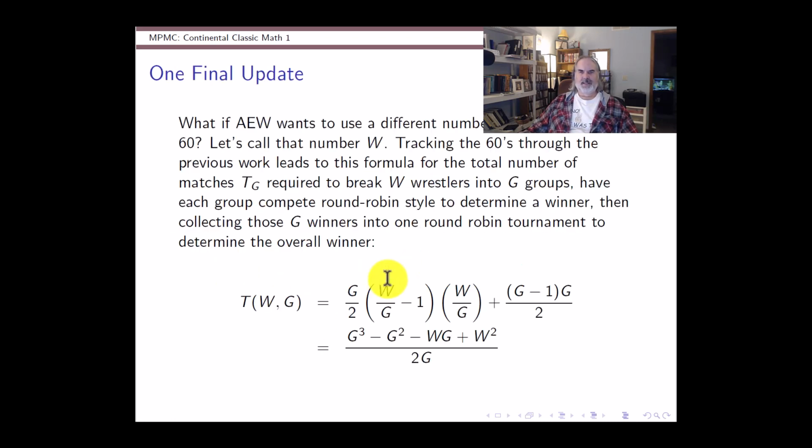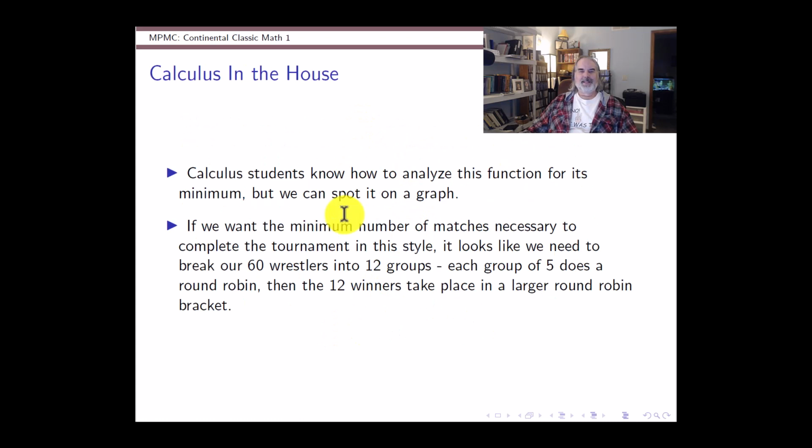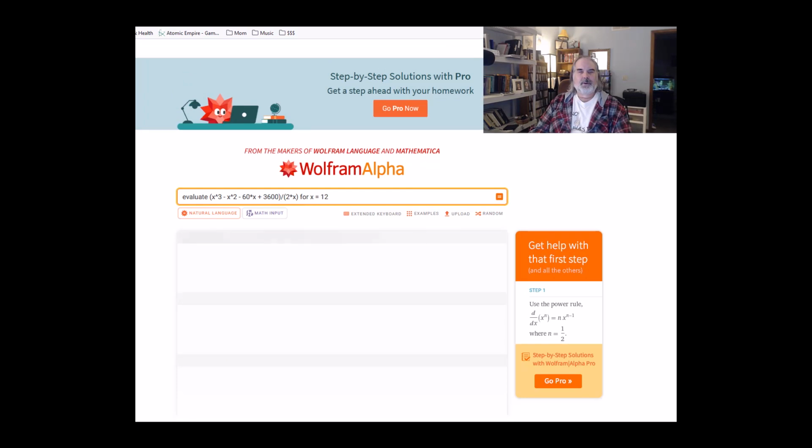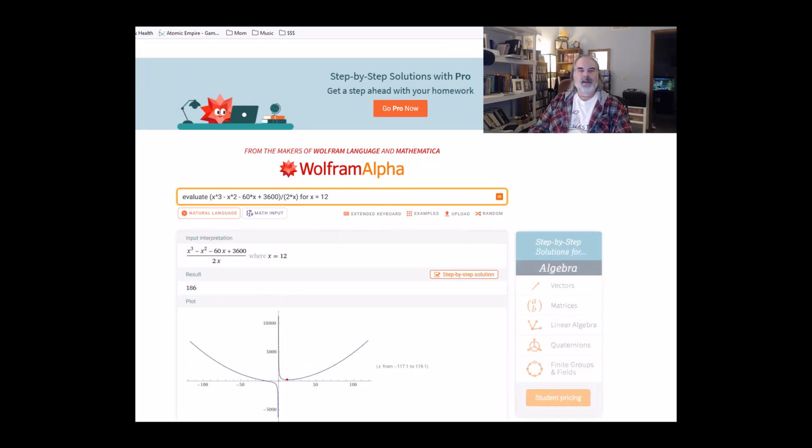Did I even calculate that number? I didn't calculate the actual number. What a dope. Okay, but it's whatever this value is. So it's going to be a hair less than 195. Let's just say it's 170. Here, I know. Evaluate this function for x equals 12. There you go. 186 matches is the minimum you can get away with.